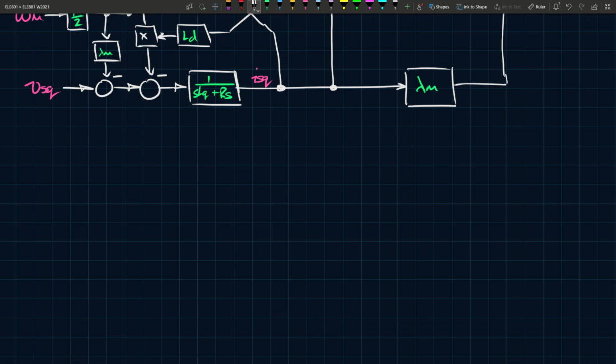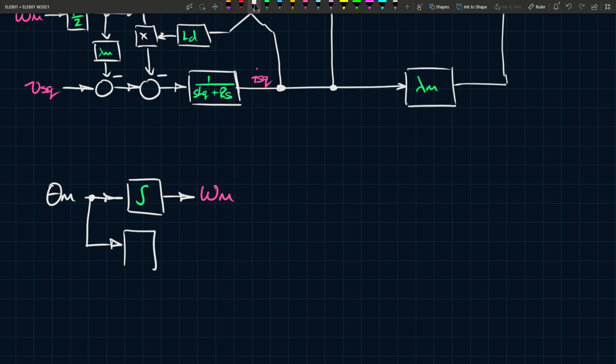Now you have some other things. You have theta m, which is another thing being measured. So theta m is going to be passed into an integrator. That's our integrator. The output of that is going to be omega m, right? And if you take theta m and multiply it by p over 2, then the output of that is theta r.